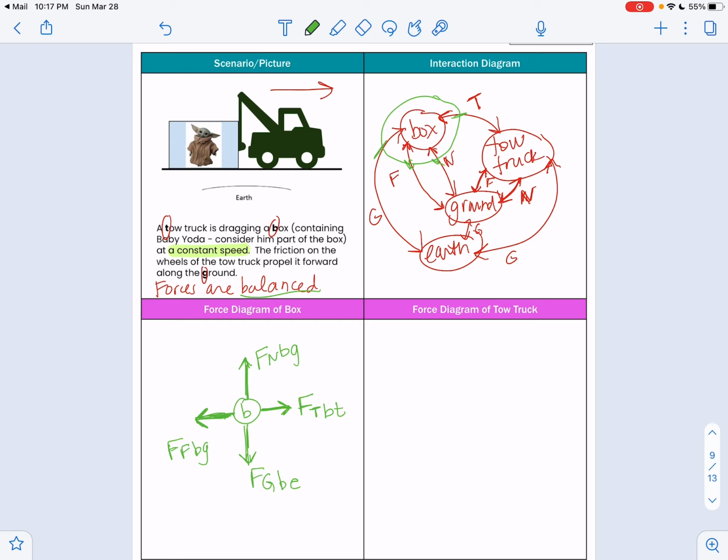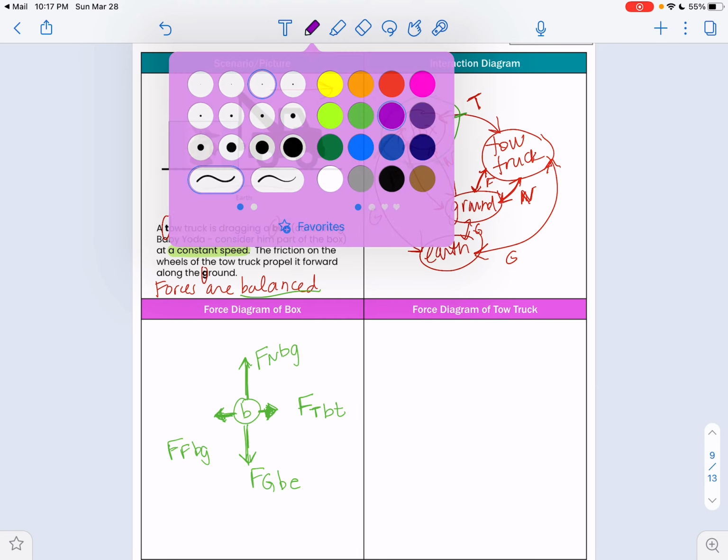They all 4 don't have to be equal. For example, this one could be smaller, as long as those 2 are equal and up and down is equal. But they all 4 don't have to be equal. So however you want to draw it, it doesn't really matter. All right, let's look at the tow truck now.